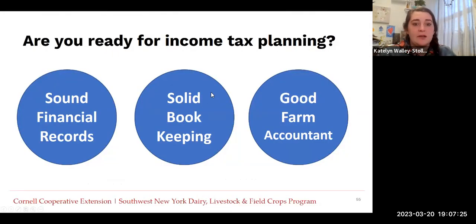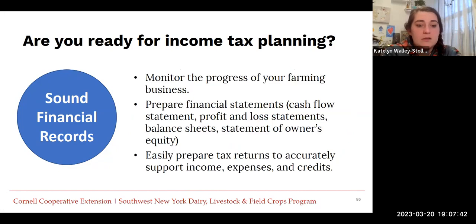So I've been talking a little bit about tax planning. Income tax planning is managing what you have to pay in for your taxes for your farm business. You cannot soundly match up income tax planning and business planning without these three things. So first, you need financial records. These are records, financial statements that you're tracking on a regular basis. Once a month, quarterly, you're preparing a profit and loss statement. You have an up-to-date balance sheet, and it makes it really easy to prepare your tax returns if you have adequate records.